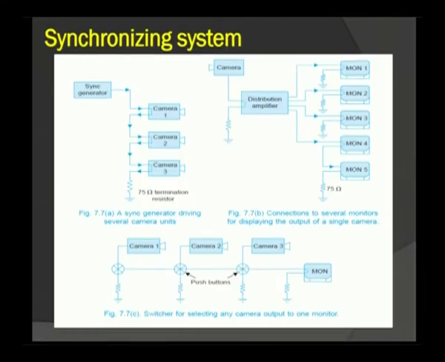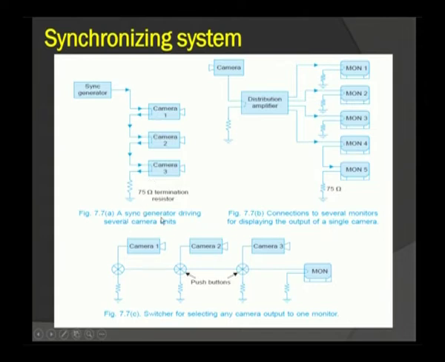Next will be the synchronizing system. Synchronizing systems help us capture the picture from different cameras. So, let us have a look. For example, the synchronizing generator will generate a synchronizing pulse to all the cameras to capture at the same time. If camera 1 captures its particular angle, camera 2 also starts to capture the same scene, but from a different angle. So, the three cameras are kept at different angles, but with the help of the sync generator, we can capture the same scene from three different positions.